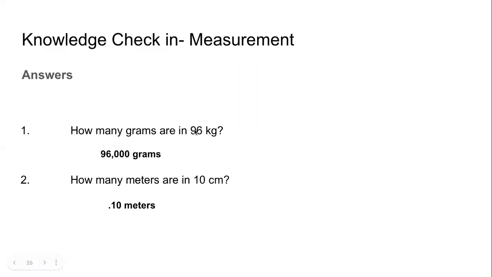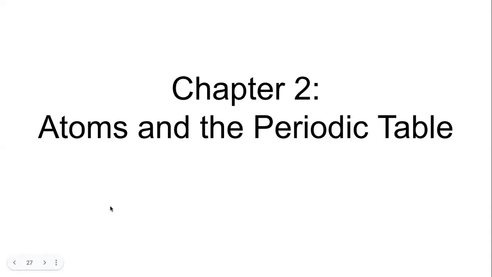And so the values are 96,000 grams. So we added those three zeros. And how many meters is 0.10 meters because we moved that decimal place -2. Okay, so that's going to summarize our chapter 1 on matter and measurement, and we'll do some more examples on measurement and scientific notation in class, on our Wednesday class.